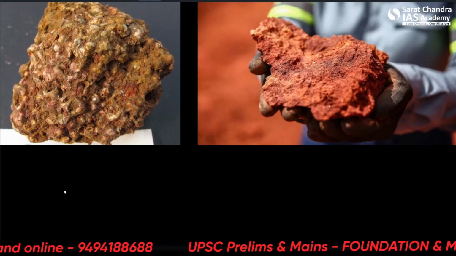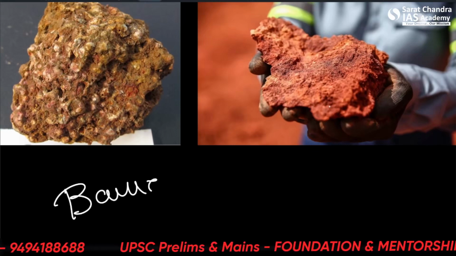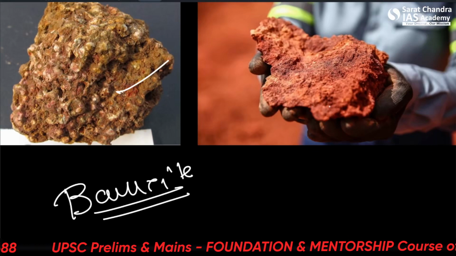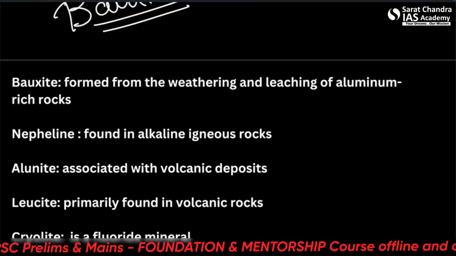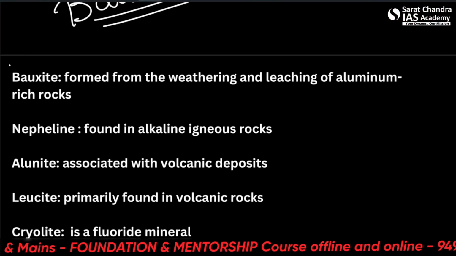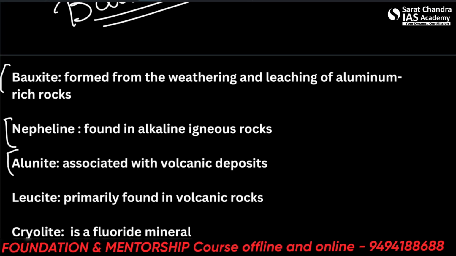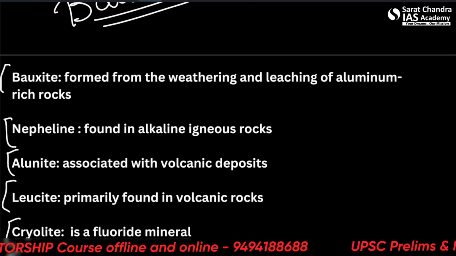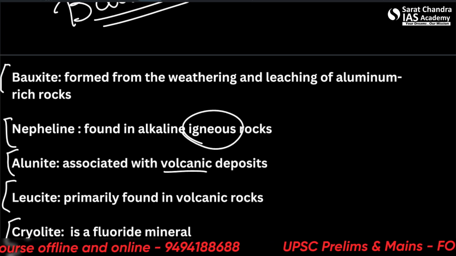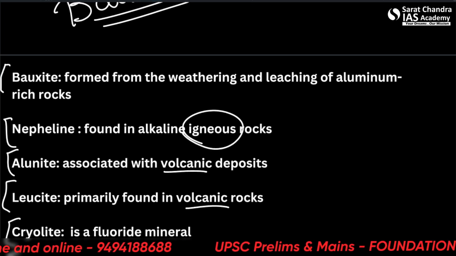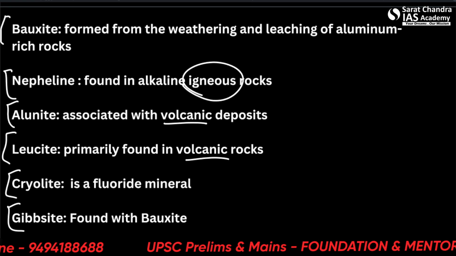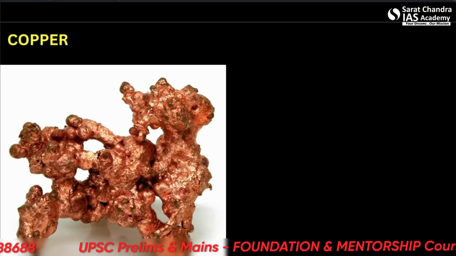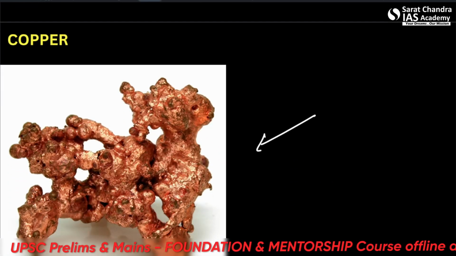This is bauxite. Here you can see a picture of bauxite. And these are various ores: bauxite, nepheline, alunite, leucite, cryolite, gibbsite. Most of them are made from igneous volcanic deposits, volcanic rocks, and some are from weathering and leaching of aluminum-rich rocks. Okay, let's talk about copper now. This is copper.